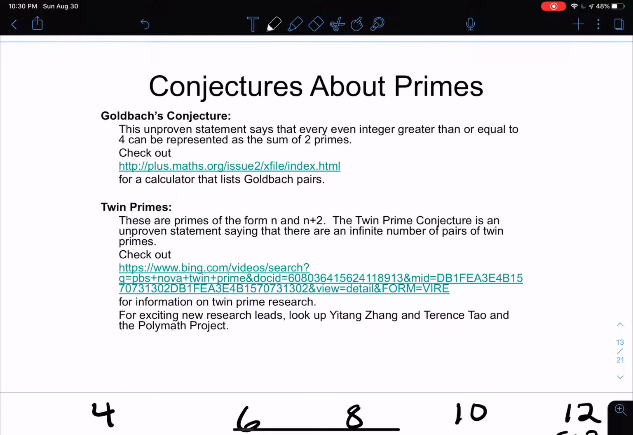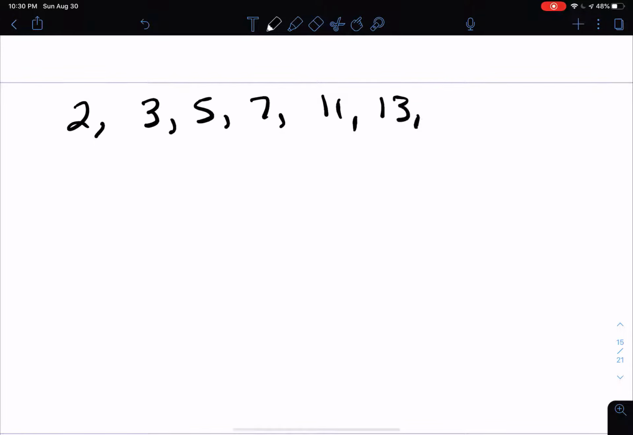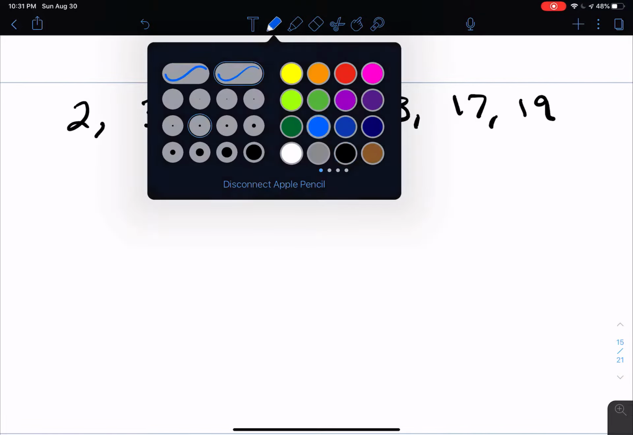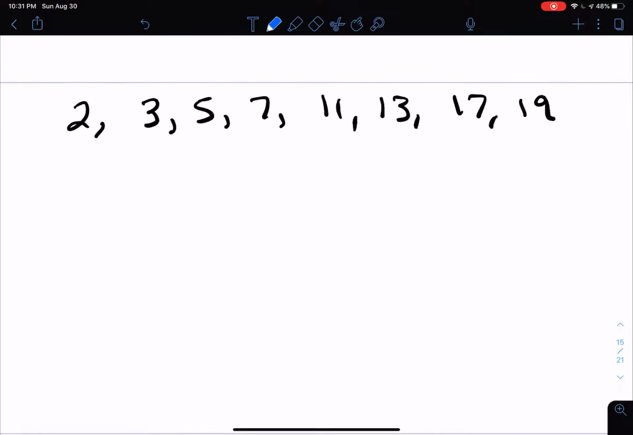Twin primes. Okay, so going back to twin primes, let me just list my primes again real quick. Just some small ones. 2, 3, 5, 7, 11, 13, 17, 19. There's more. But some examples of twin primes here include 3 and 5. See, 3 and 5 are twins because you have 3, then you have one number, 4, and then you have 5. So it's like 3 skip 5. Those are twin primes.